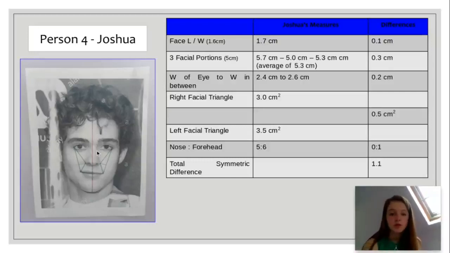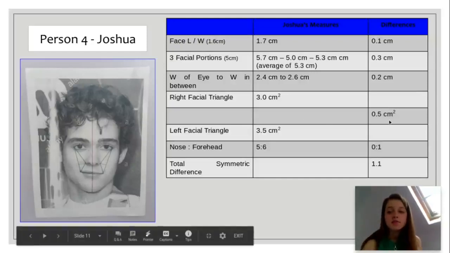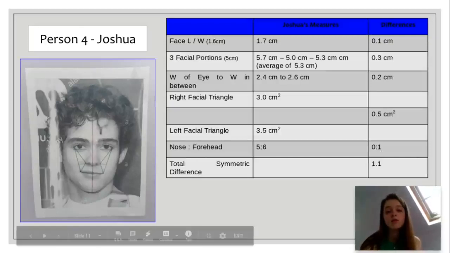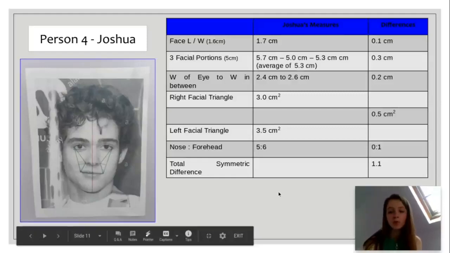2.6 for the width in between the eyes to 2.4 centimeters of the actual eyes. That gives us a difference of 0.2 centimeters. Left facial triangle was 3.5 centimeters squared in comparison to the right triangle, which was 3 centimeters squared. That gave us a difference of 0.5 centimeters squared. The nose to forehead was 5 centimeters, which it should be, and the forehead was a little bigger with 6, so that gave us a ratio of 0.1. So that gave us a total symmetric difference of 1.1.